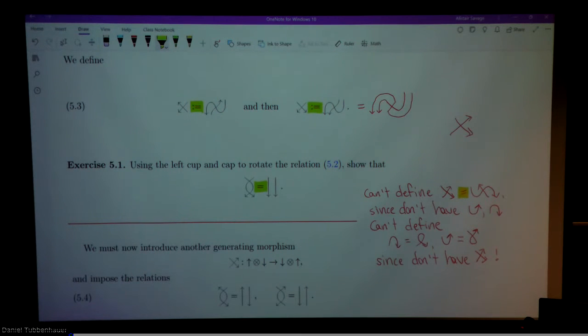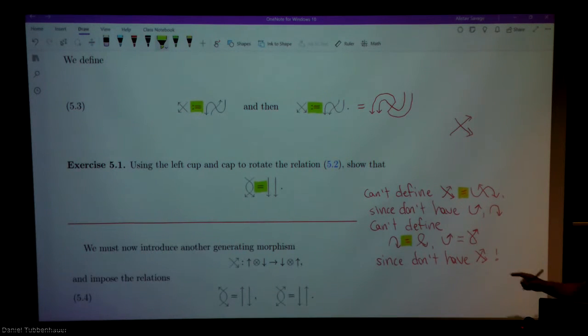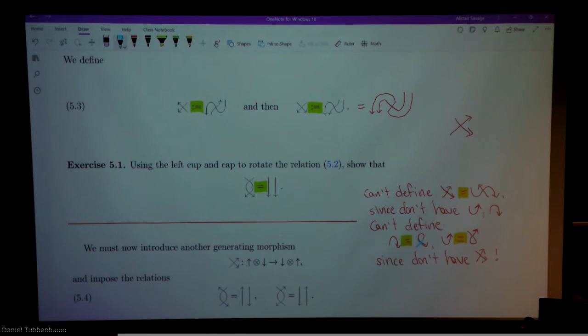And then, well, we saw before that in any rigid symmetric monoidal category, we could define a right cup in terms of the left cup this way. And similarly, we could define left cap in terms of the right cap that way, and similarly for the cups. The problem is here you see that you've got a right crossing, and so we have a catch-22, right? We either need to introduce a right crossing as a generating morphism or the right cap and cup, and this is where we make a choice.